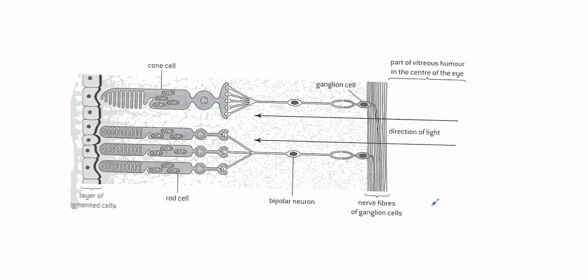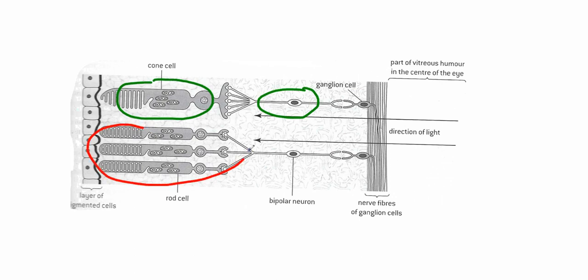So let's take a look, for example. Go back to the picture here. Here, one cone is connected to one bipolar. However, with the rods in this picture, it could be many. I see 3 rods here connected to one bipolar. What's the difference between that? Well, it means that you're going to get a more exact reading of the light and the color if it's a 1-to-1 than you would get in the darkness as you go from 3 to 1. So this system here is going to be more exact.